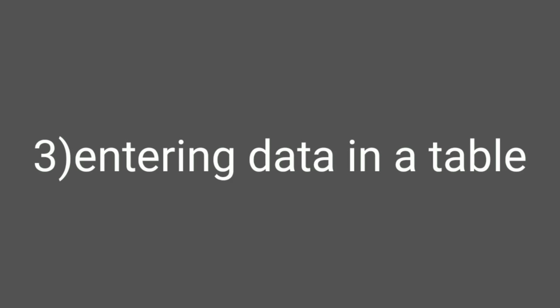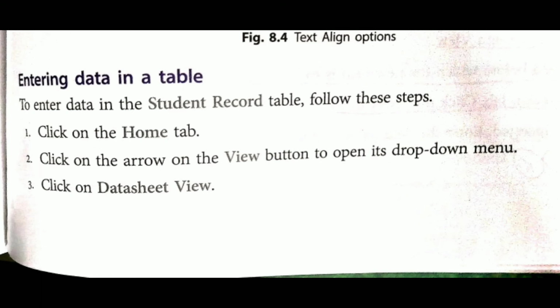And now moving on to the third editing method, let us study how to enter data in a table. Now we are going to see the steps that we have to follow in order to enter data into a table. Step number 1 is you have to click on the home tab, step number 2, you have to click on the arrow on the view button to open its drop down menu. And the third step is you have to click on the data sheet view.